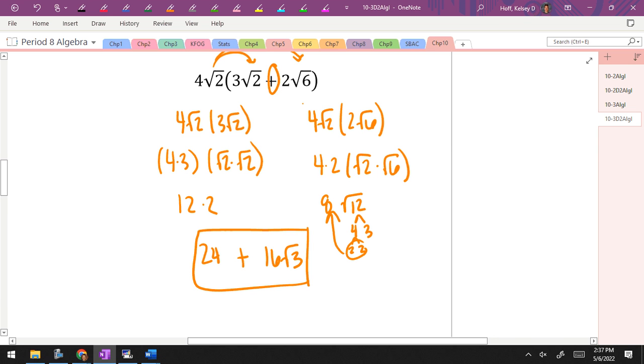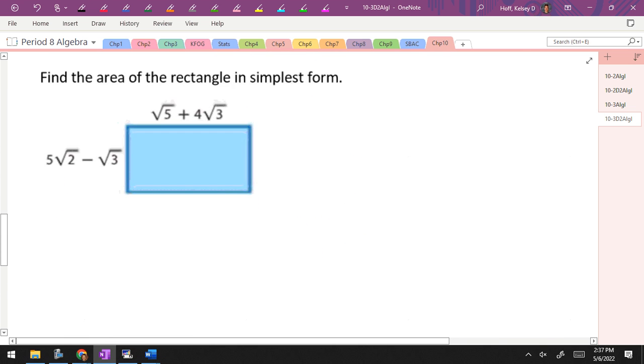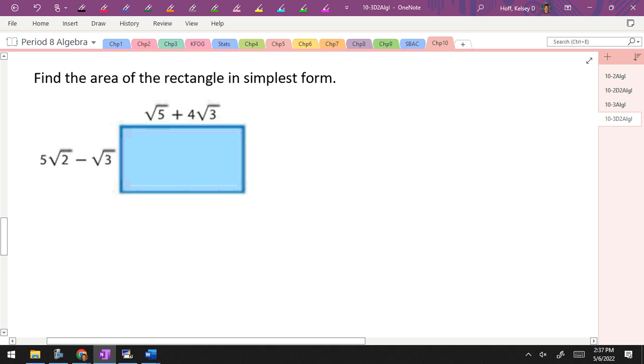Okay, we are almost done. Final questions on the front. Flip your paper over. Your last one for today is finding the area of a rectangle. And how do you find the area of a rectangle? Length times width, or base times height, whatever you're rolling with.